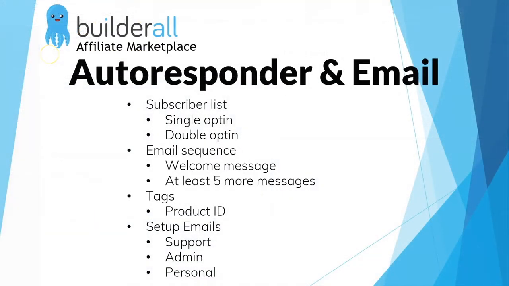So an autoresponder and an email sequence is very important when you're thinking about setting up your product to be able to sell on the marketplace. Don't forget that you want to make your subscriber list considerations, including single opt-in and double opt-in.